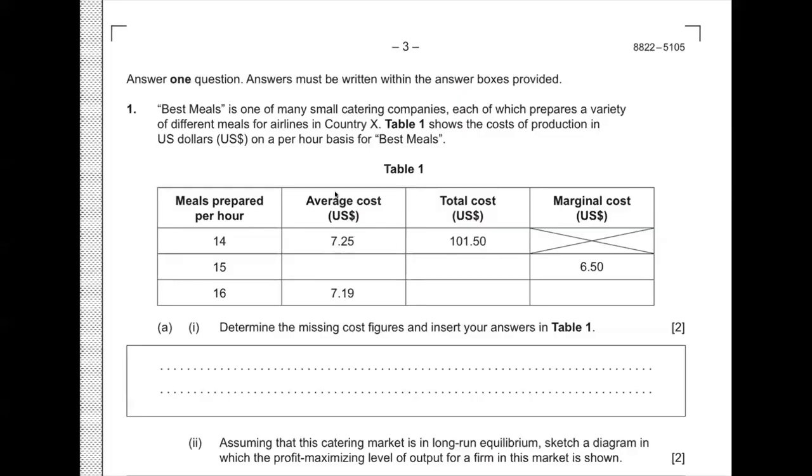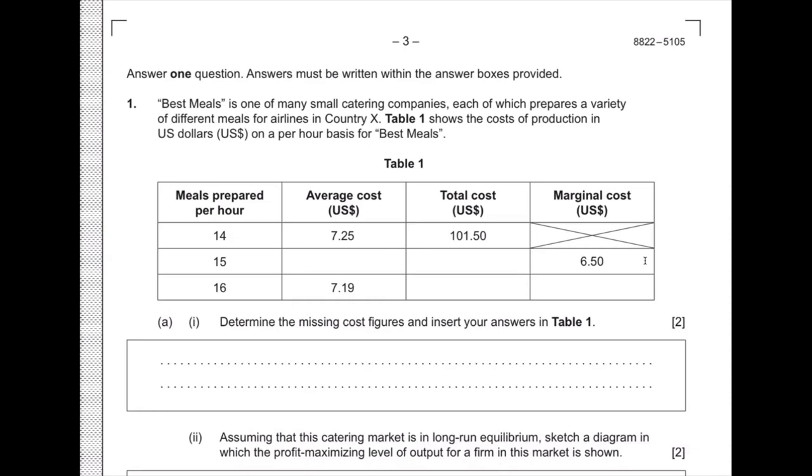Question 1. Best Meals is one of many small catering companies, each of which prepares a variety of different meals for airlines in country X. Table 1 shows the cost of production in US dollars on a per-hour basis for Best Meals. Question A1. Determine the missing cost figures and insert your answers in table 1.